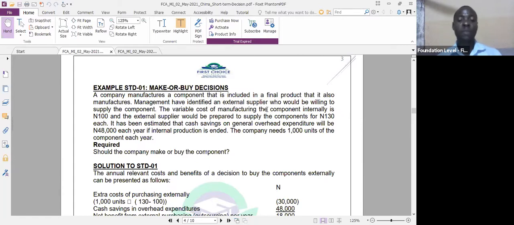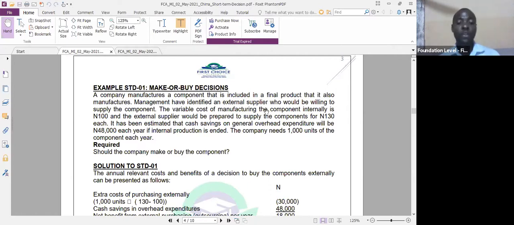Okay, so it means here that if you decide to end producing that component, you are going to save overhead cost of 48,000 naira in a year. The company needs 1,000 units of the component each year. Should the company make or buy the components?